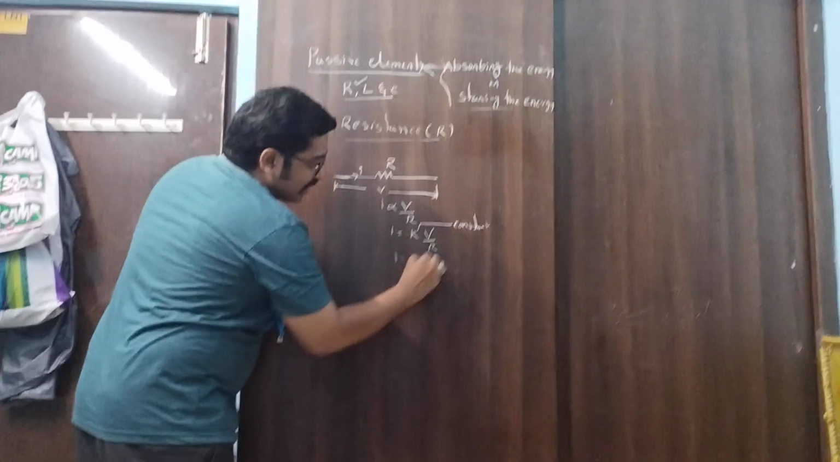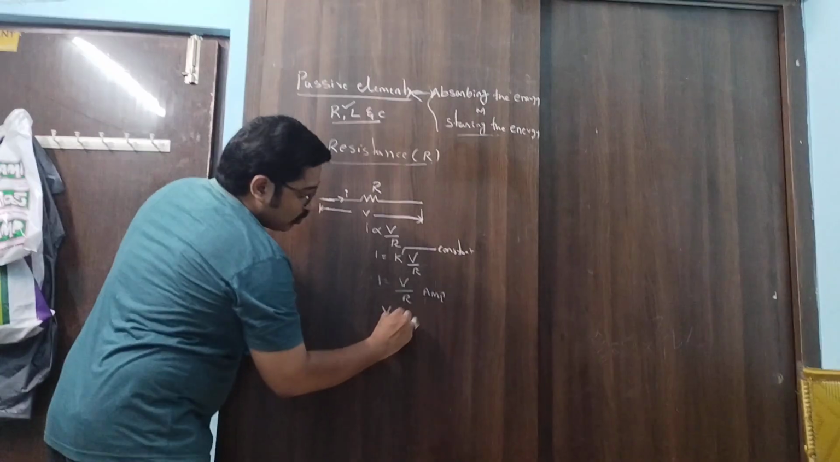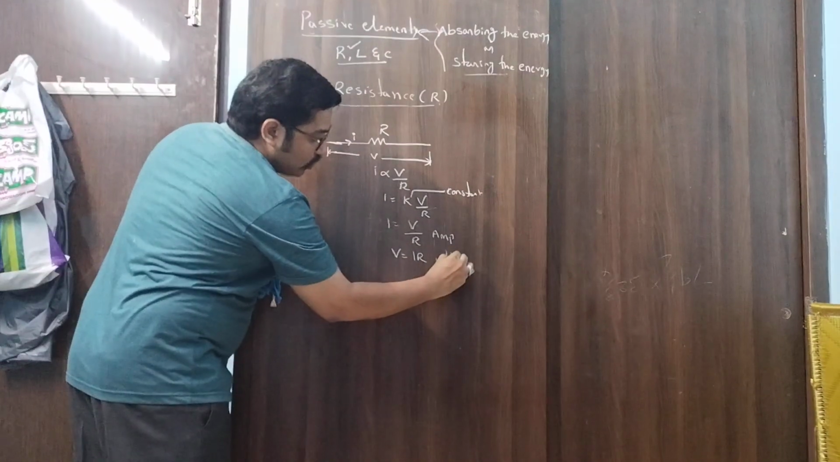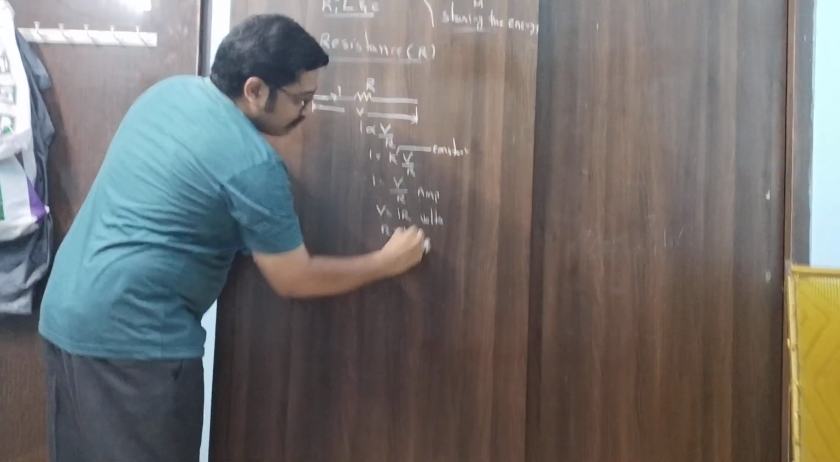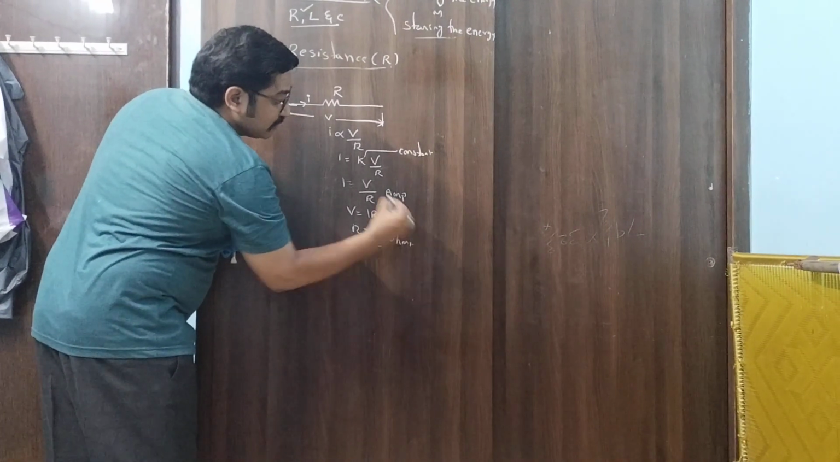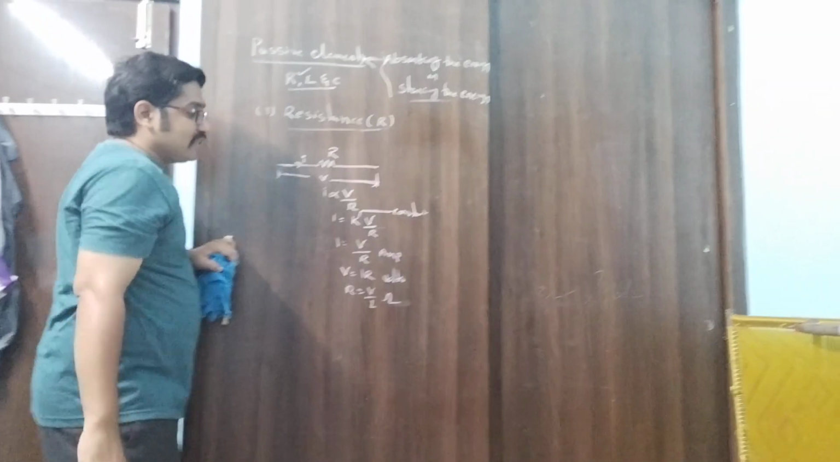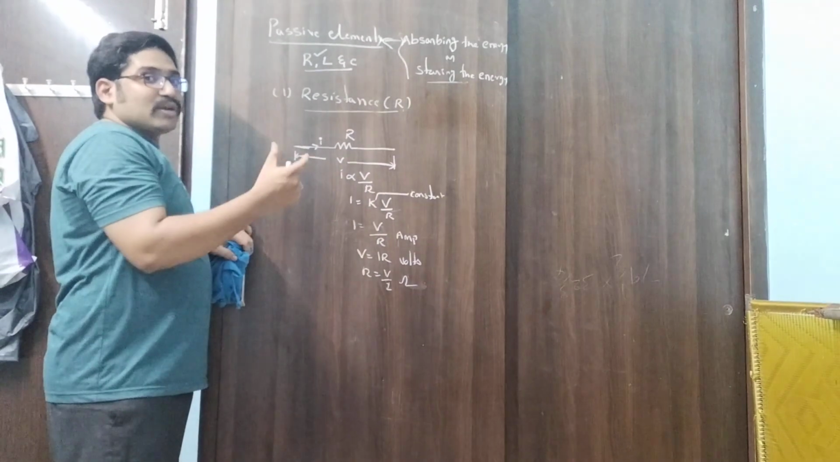So you can write I is equal to V by R, in amperes. V is equal to I into R, in volts. R is equal to V by I, in ohms. Normally you can represent it like this. So this is what resistance is.